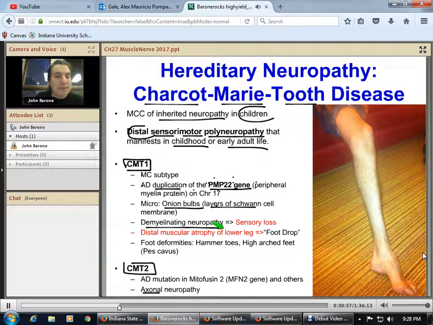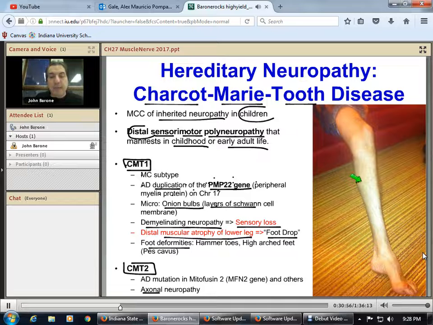And of course, this is going to lead to demyelination. Demyelination, so you're going to get sensory loss, so distally you're going to lose sensation, and you're going to get muscular atrophy because it's motor too. So that winds up with foot drop. That's why they walk funny. They're going to be dragging their foot drop. And they also tend to get deformities too.